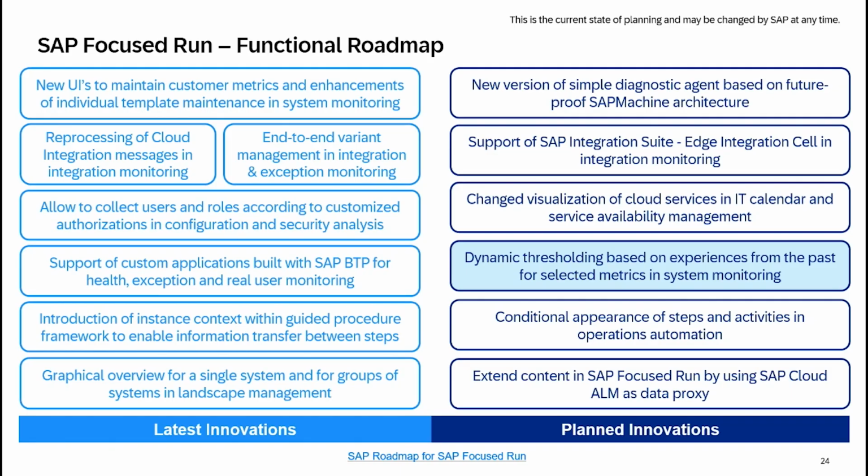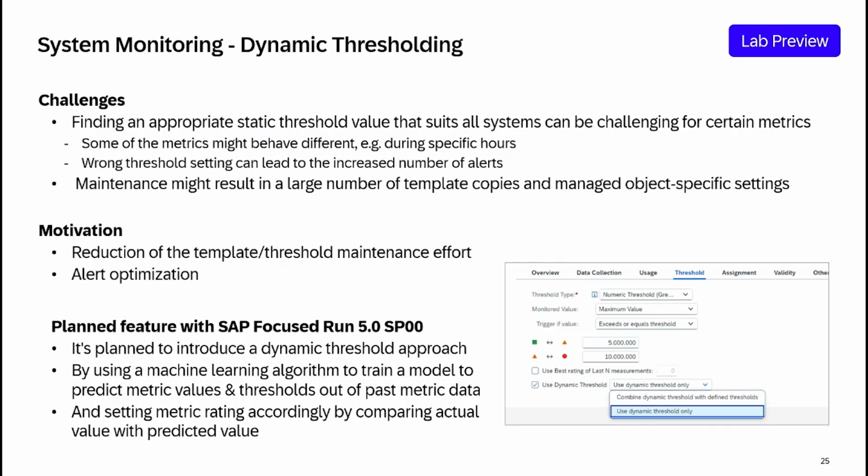And the next one is then the dynamic thresholding. I think you got already the message that in this area of artificial intelligence or intelligent use cases, we are going in this way to take away from you the load of defining thresholds manually. This has a lot of disadvantages, and here also in Focused Run, we will do it in the system monitoring area first. The same concept you have seen in Cloud ALM has been already established for the synthetic user monitoring.